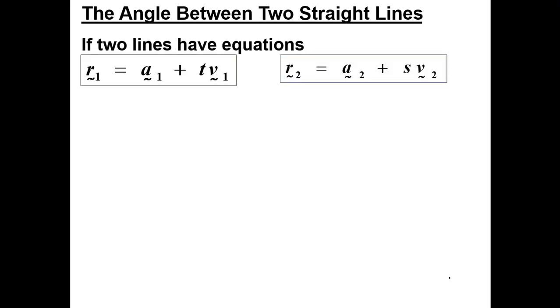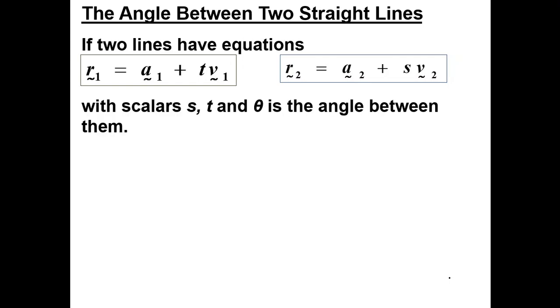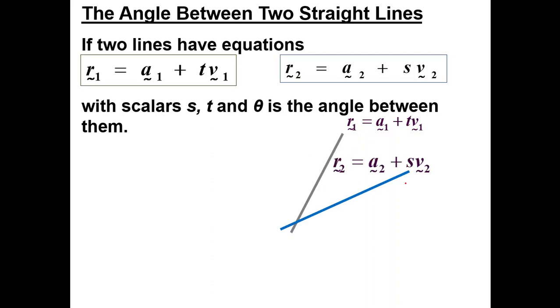Okay, the next step is the angle between two straight lines. If two straight lines have equations r1 and r2, with the scalars t and s, and theta is the angle between them. Let's say this is line r1, and this is line r2. Then theta is the angle between the two lines, r1 and r2.